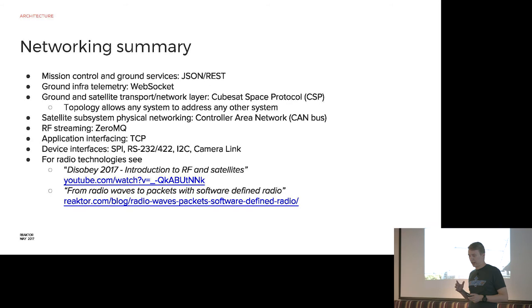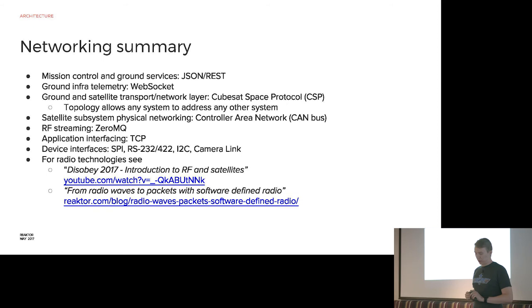The high-level transport and network protocol connecting the app to all these subsystems is the CubeSat Space Protocol. The name describes its use case very well, and that's what it's made for. It was made at Aalborg University in similar CubeSat projects, and it's been really handy. We'll see it in a bit more detail soon.